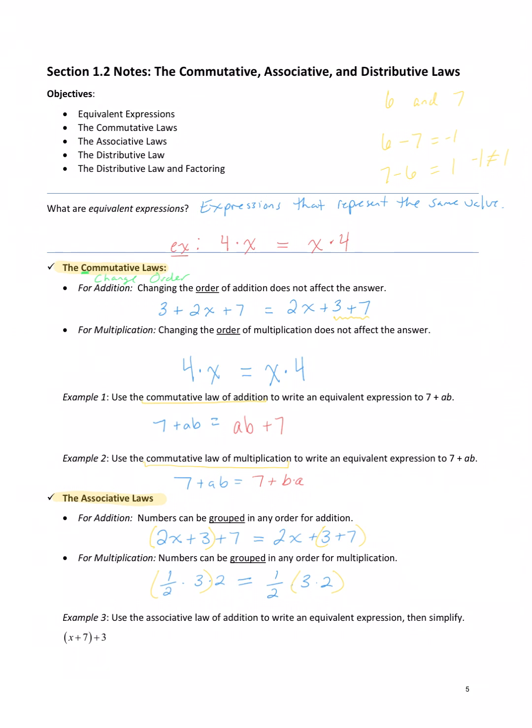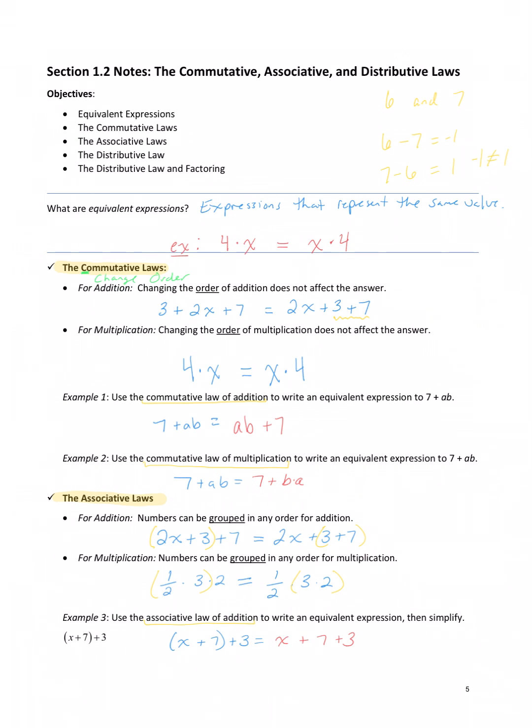Example 3, use the associative law of addition to write an equivalent expression, then simplify. So we have this x plus 7 plus 3. We have to first start by writing an equivalent expression by using the associative law of addition. Well, since we have x, then a 7, then a 3, we have to start with x plus 7, then a 3. We do not want to change the order here.